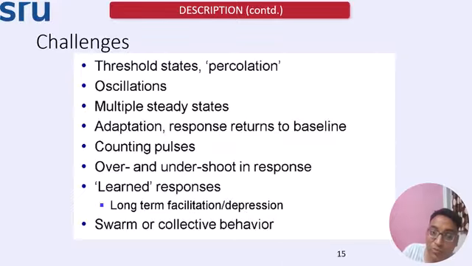Swarm or collective behavior. See? Which normally happens in the computational model. The system is able to work it out. So we need to understand that all these parts should be able to properly work out. The computational model should be able to better represent the biological part.